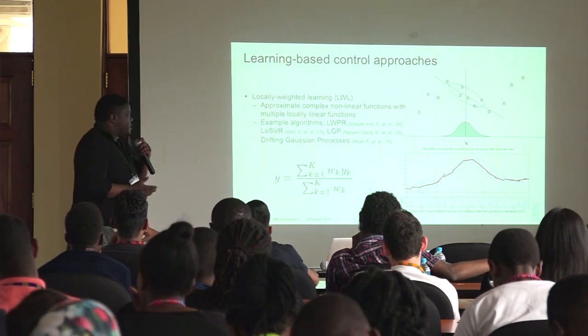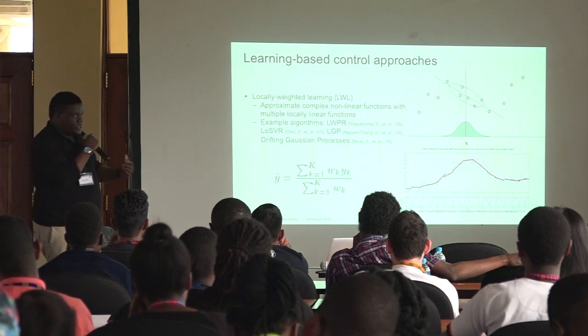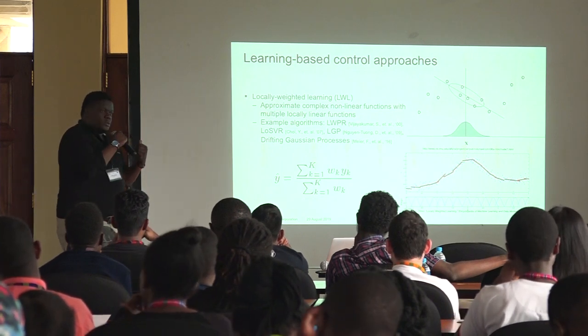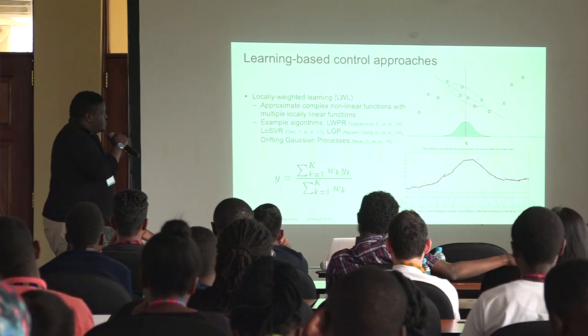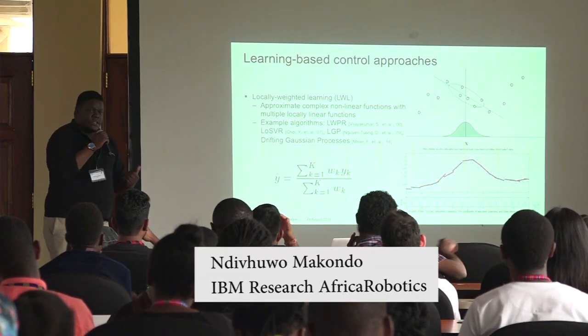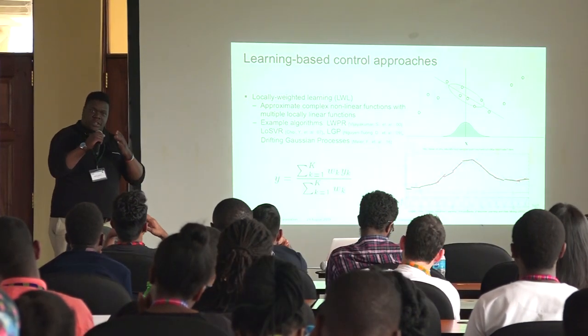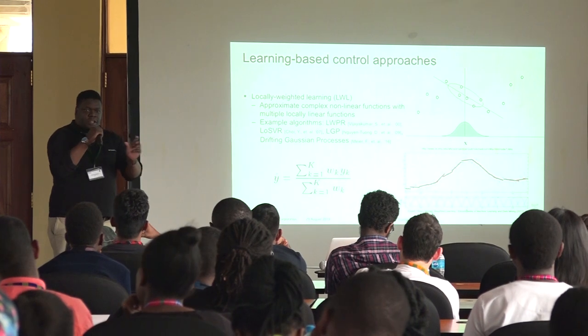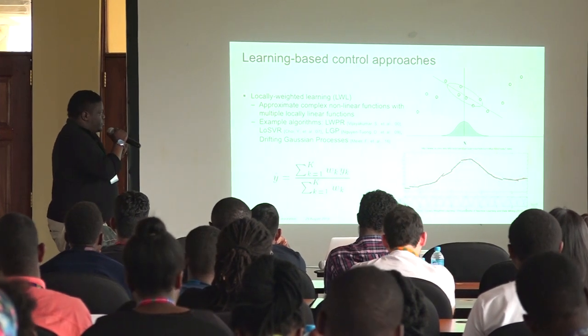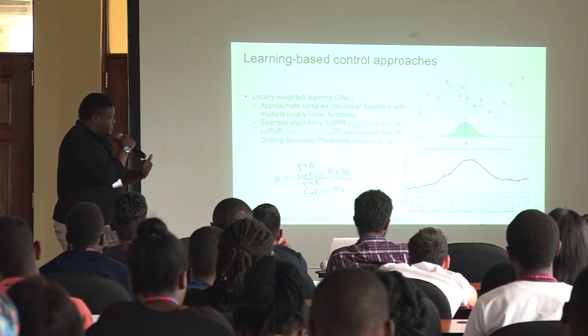So next I'll talk about some of the techniques that have been applied to robotics to try and come up with fast model updates and predictions. The first one is based on the idea of locally weighted learning. The idea is that you want to approximate a complex nonlinear function using locally linear functions. And this will be able to make quick predictions using the linear functions.